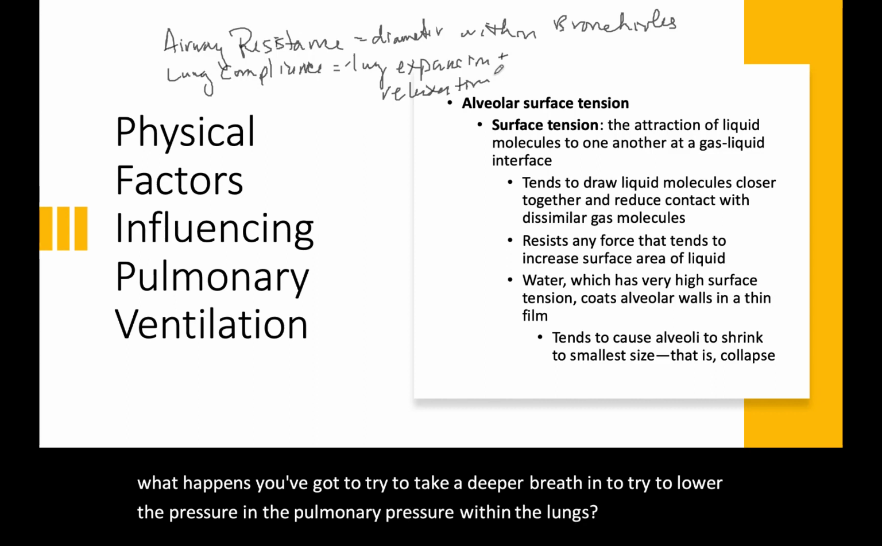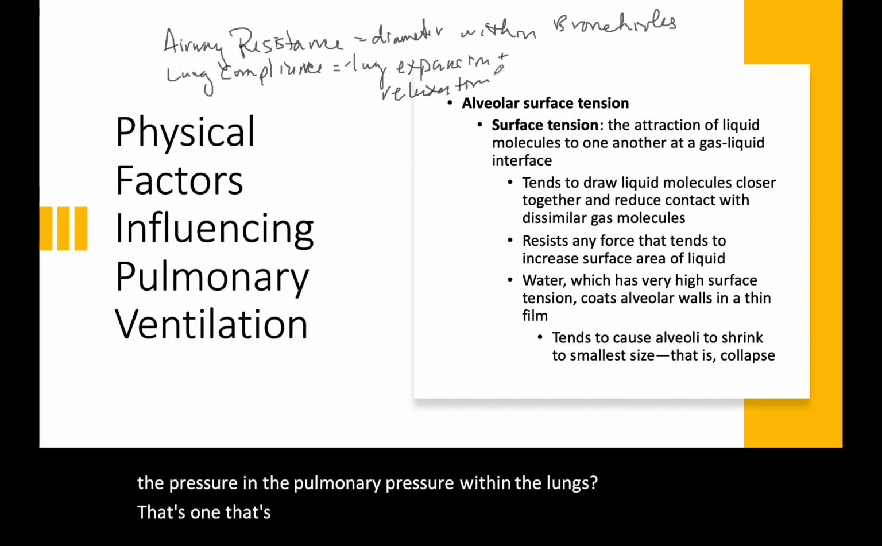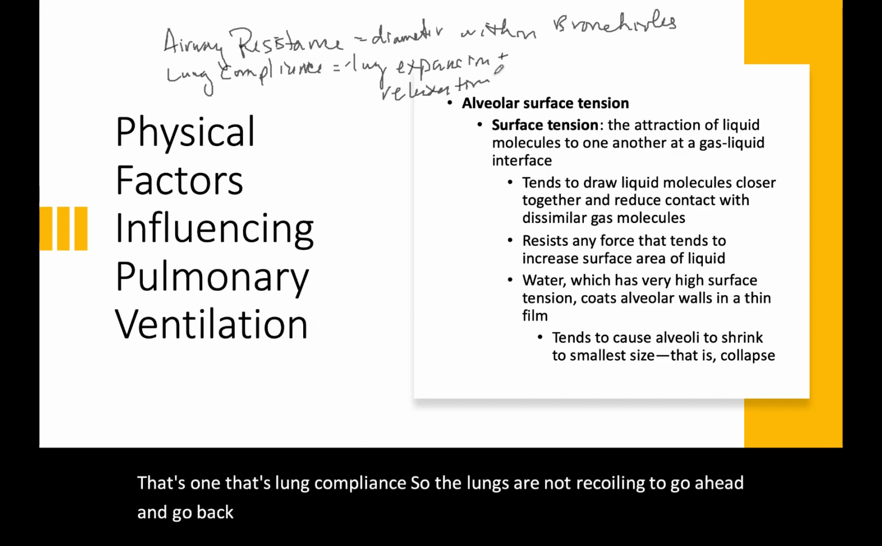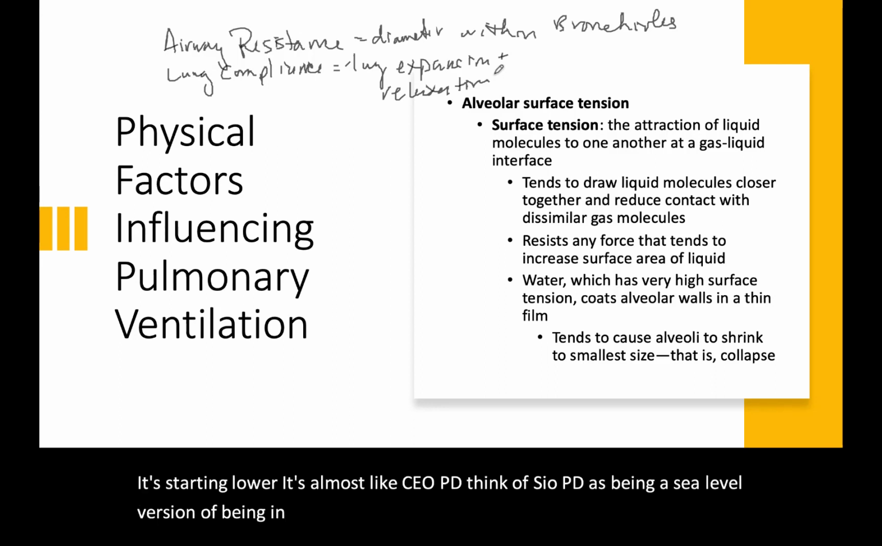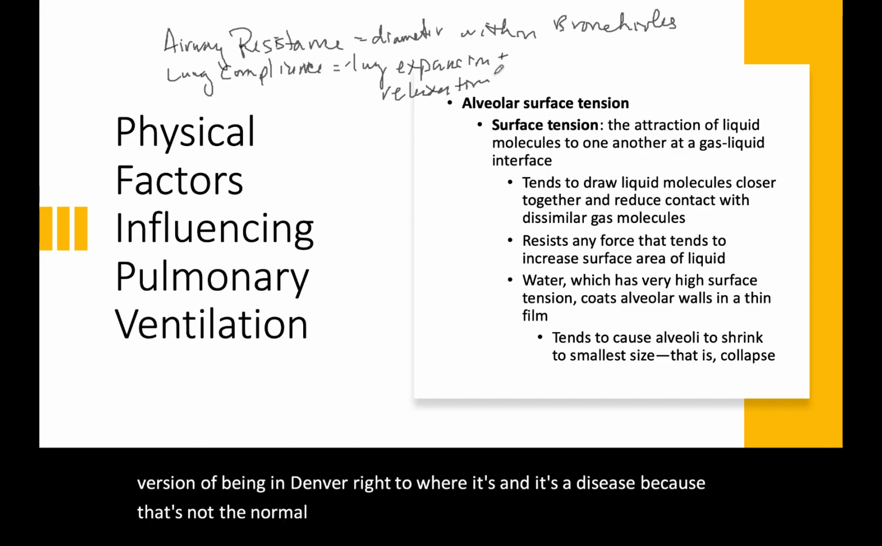That's lung compliance. The lungs are not recoiling to go back to basically a starting position of 760 millimeters of mercury. It's starting lower. Think of COPD as being a sea level version of being in Denver. It's a disease because that's not the normal state, and it's chronic. It is definitely chronic.